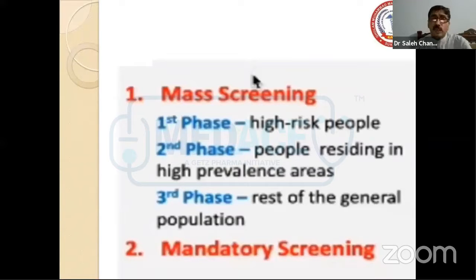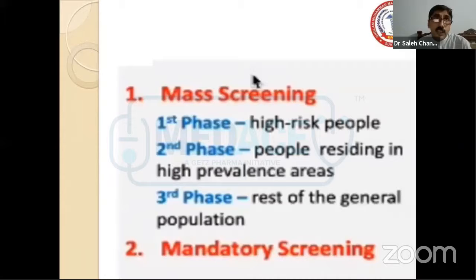There are many types of screening. One is known as mass screening, and the second is mandatory screening. In mass screening, you have to divide into 3 phases: first phase, second, and third. In the first phase, the GP should take the high-risk group like doctors, nurses, paramedical staff, IV drug abusers. In the second, the persons who live with these people. And in the third phase, the rest of the general population should be involved in the mass screening.